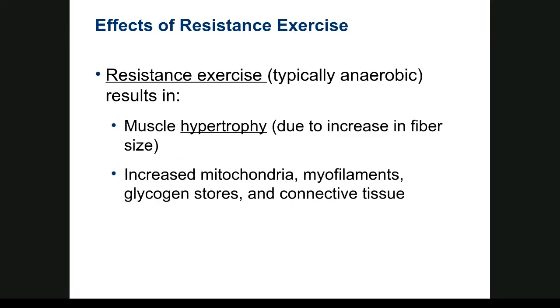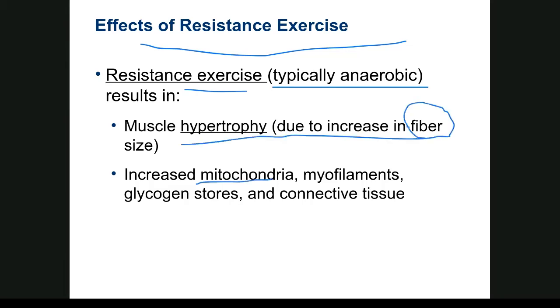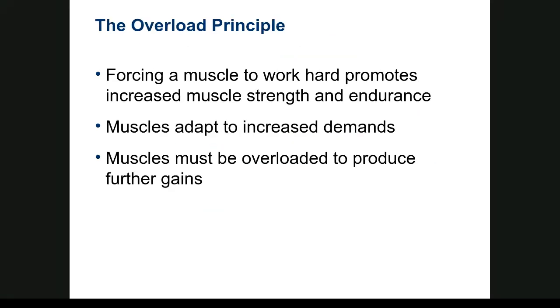To get greater strength, you're going to have to do resistance training, pick up weights. And this typically pushes you into anaerobic metabolism. The muscles will hypertrophy. Fibers will get bigger. You get more mitochondria, more myofilaments, more actin and myosin, more glycogen stores, and very importantly, more connective tissue, because the connective tissue gives that muscle strength. Try to pull on muscles very, very hard without that strength, they're going to just be torn to pieces.